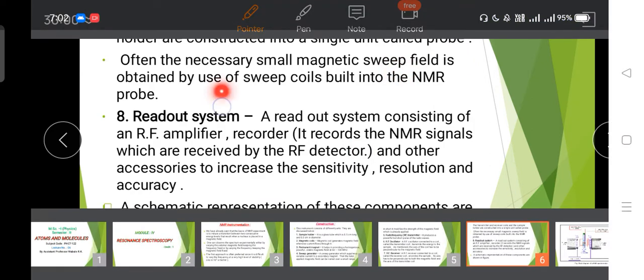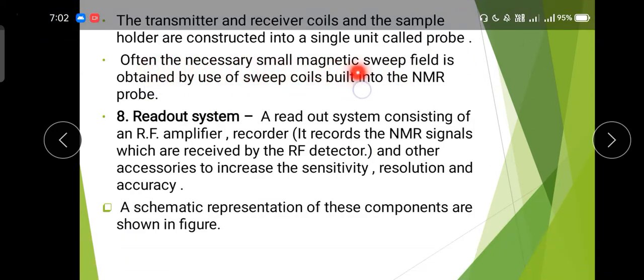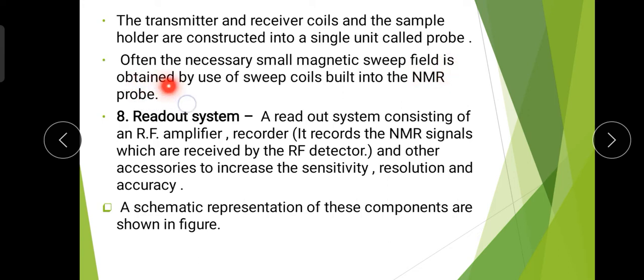Often the necessary small magnetic sweep field is obtained by the use of sweep coils built into the NMR probe. That means the necessary small magnetic sweep field is obtained with the help of this unit, by use of sweep coils built into the NMR probe.